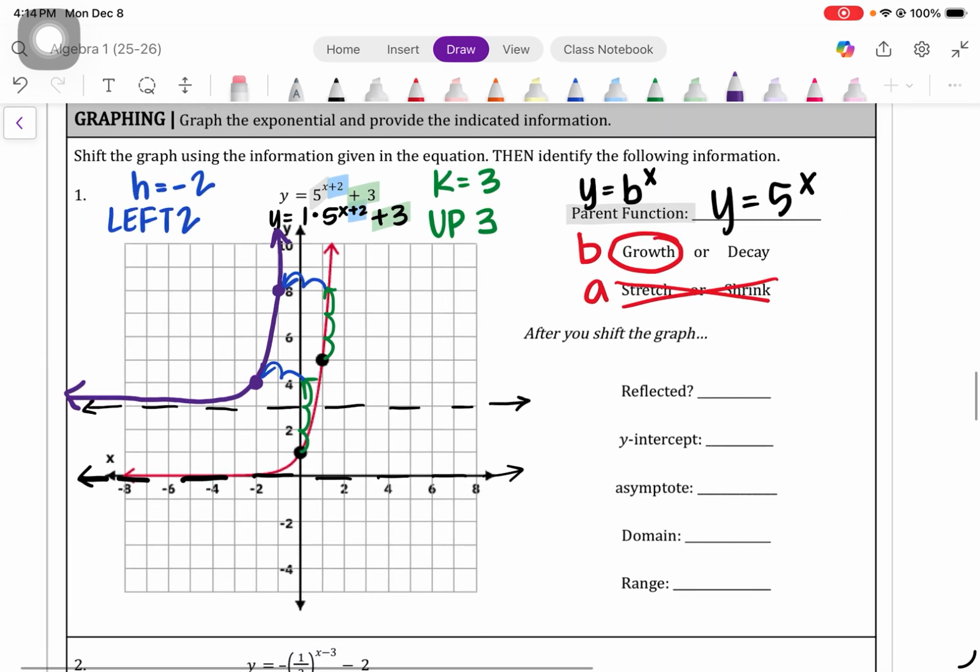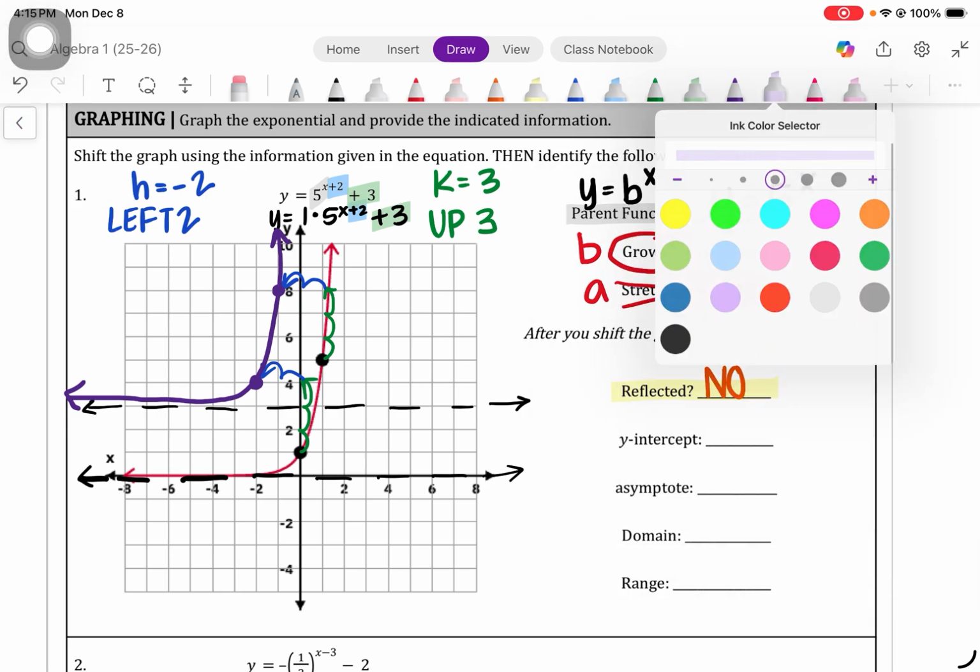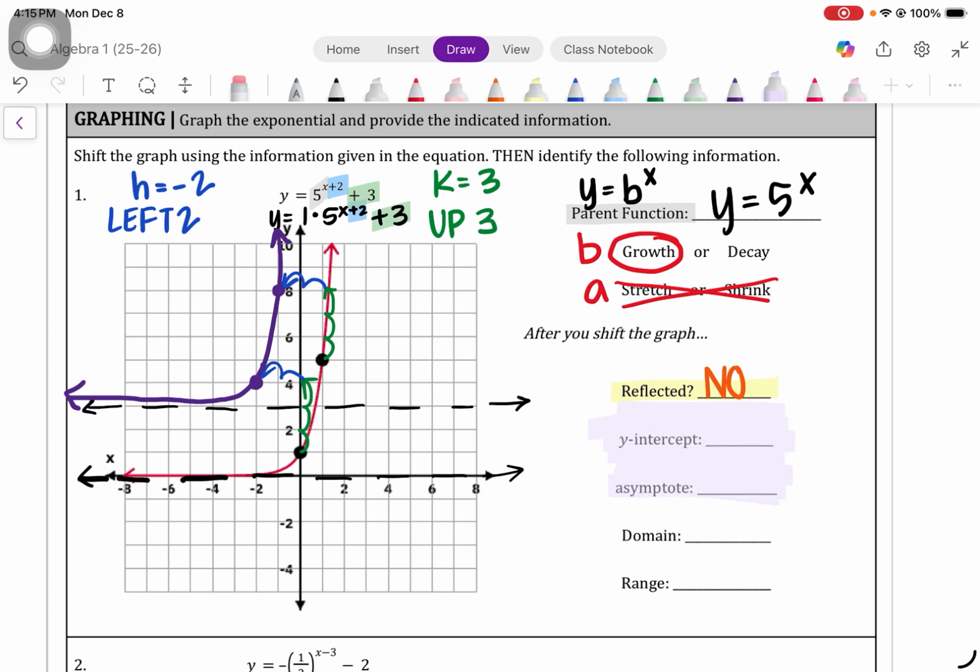So let's go ahead and fill out our information. Did we reflect this graph at all? The answer is no. And we could also look at our equation and notice that I don't have a negative a, so no reflection. I'm going to go ahead and skip my y-intercept for now because if you guys notice, after our transformations, I can't really see my y-intercept. So we're going to have to solve for that here in just a second. We just talked about our asymptote, which is y equals 3. And the reason we write it as a y equals is because you're telling me what horizontal line is the asymptote. So it's y equals.